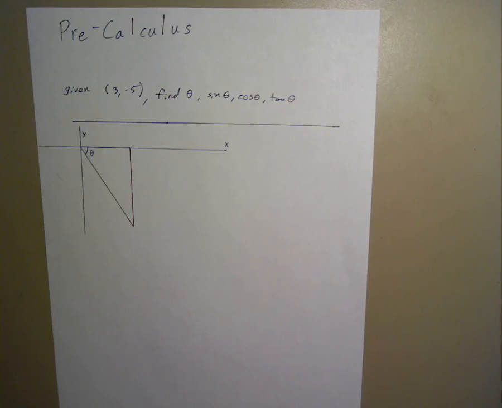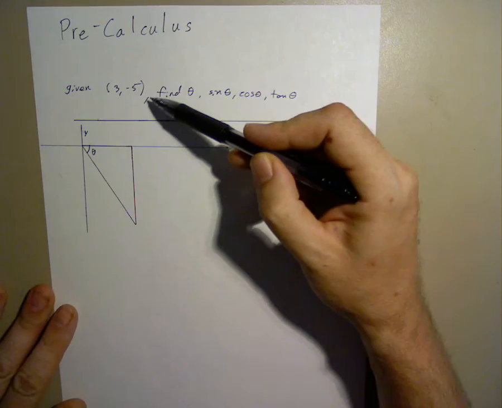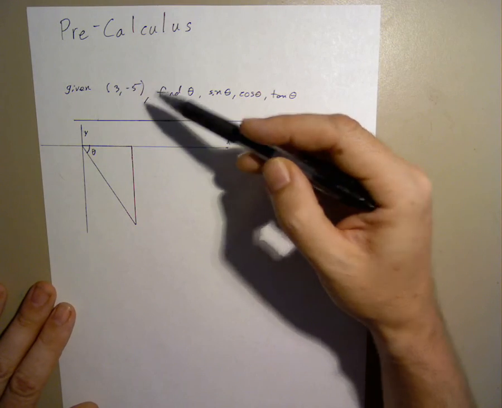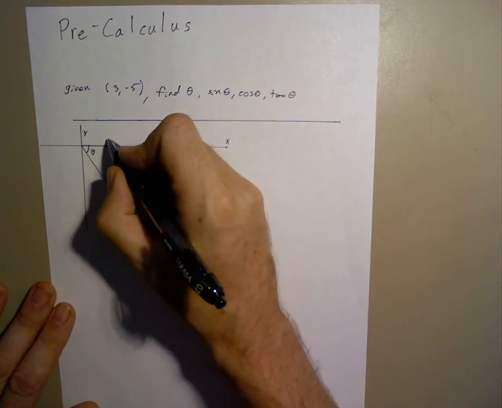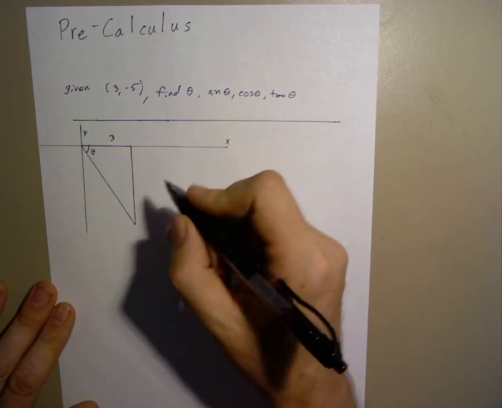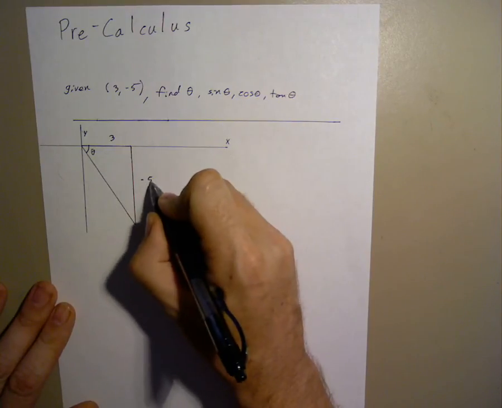For this problem, we need to find the angle, the sine, cosine, and tangent for a given triangle. In this case, we're given the point (3, -5), which means we have an x-coordinate of 3 and a y-coordinate of -5.